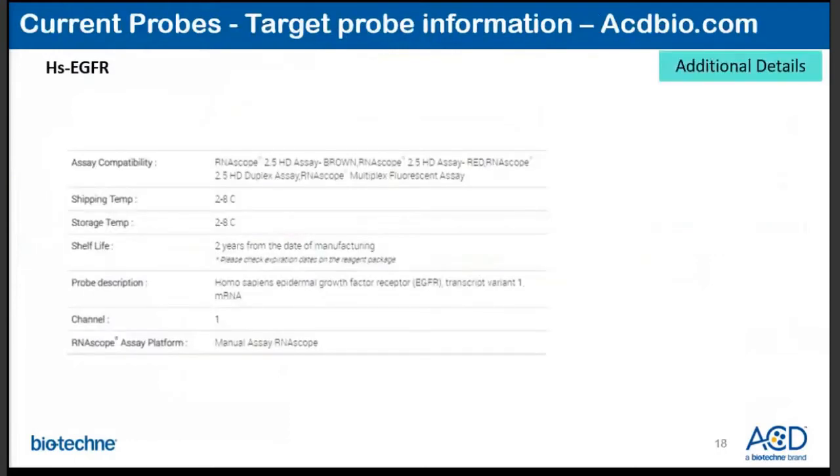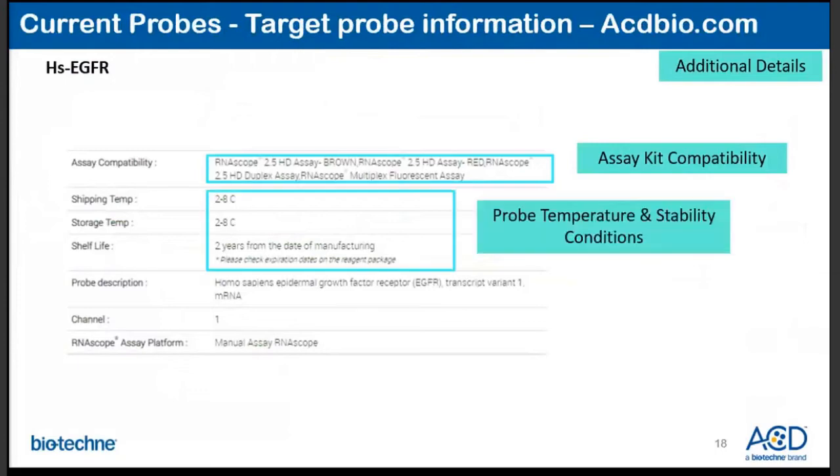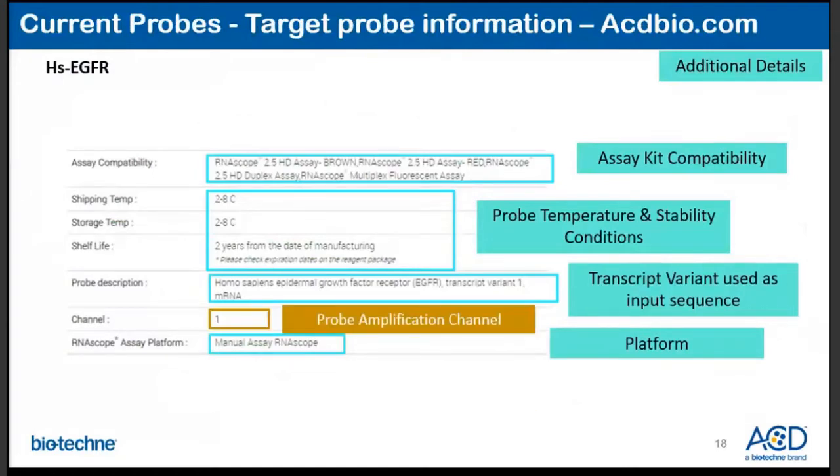So more information about the probe, human EGFR, additional details. This provides the assay kit compatibility, so what assay can this probe be used with? It also provides temperature and stability conditions, and which transcript variant was used as an input. And more importantly, it provides information about your probe amplification channel. This is important when you're interested in using probes in our duplex or our high-plex channels. You need to know what channel this probe is designed for.